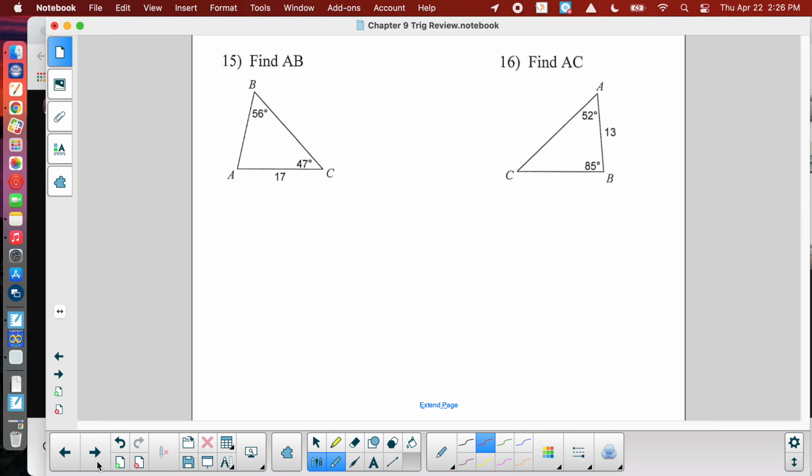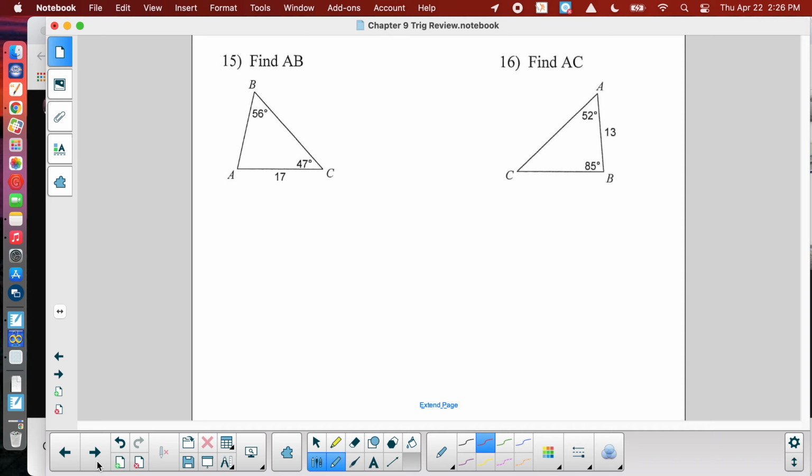All right, now we don't have right angles anymore. So SOHCAHTOA is gone. I can't use SOHCAHTOA if there's not a right angle because SOHCAHTOA requires me to have a hypotenuse. No right angle, no hypotenuse. So here's law of sines and law of cosines.